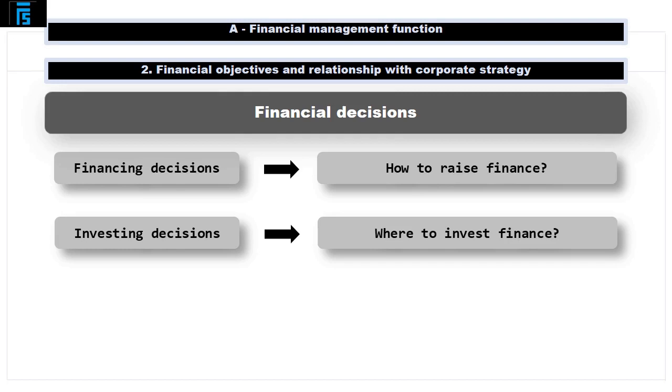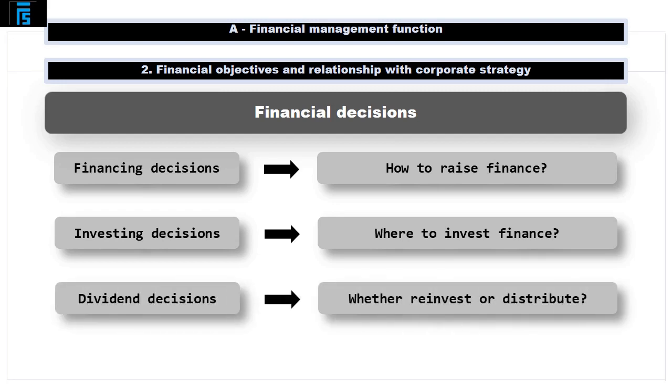This decision can itself be split into three categories, namely working capital, investment appraisal, the improvement in the infrastructure of the existing business, and company acquisitions, the purchase of new businesses. 3. Dividend decisions as to whether companies should reinvest profits earned, referred to as internal finance, or distribute them to shareholders as dividends.